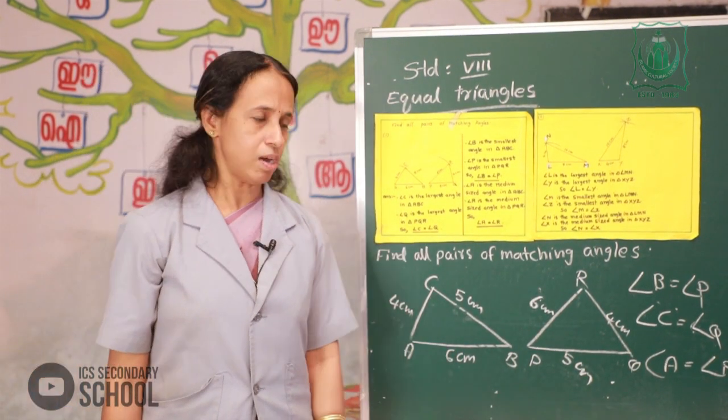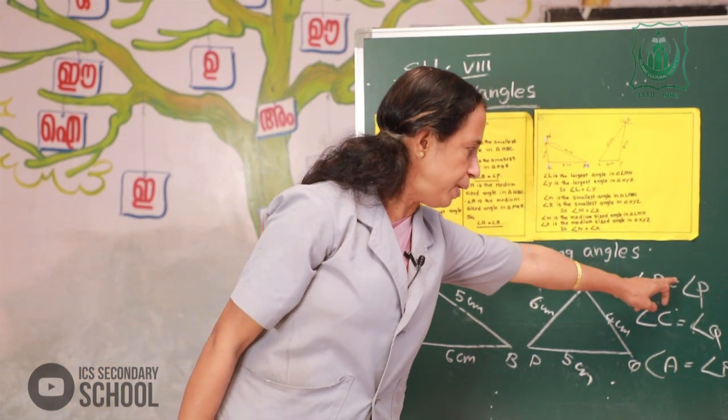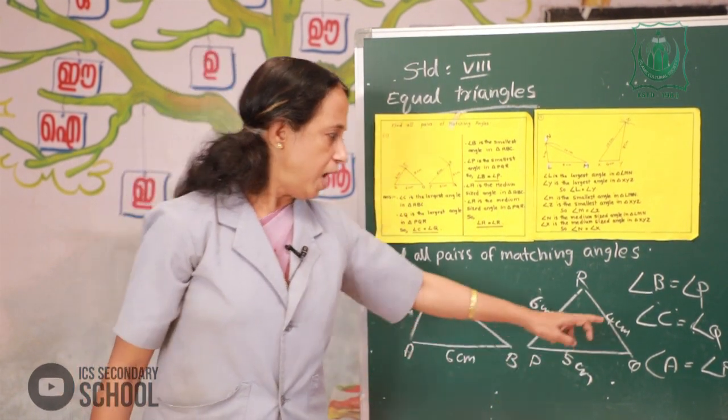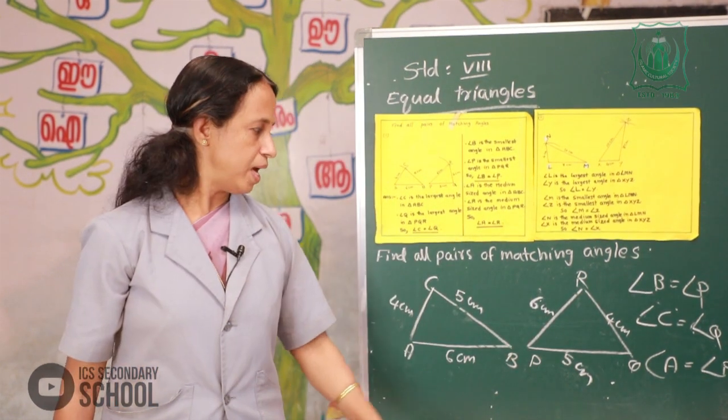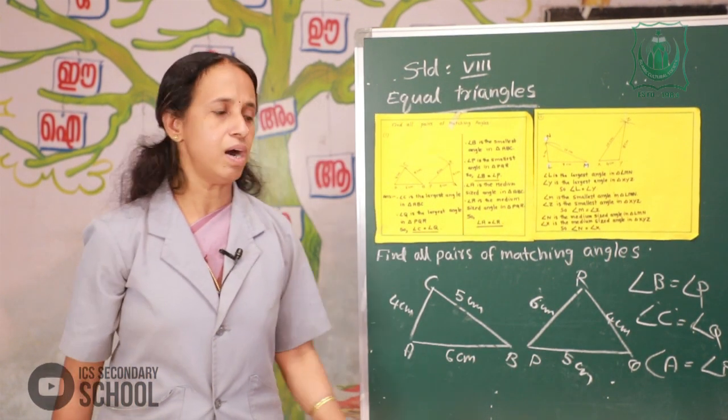The matching pairs are angle B equal to angle P, angle C equal to angle Q, and angle A equal to angle R.